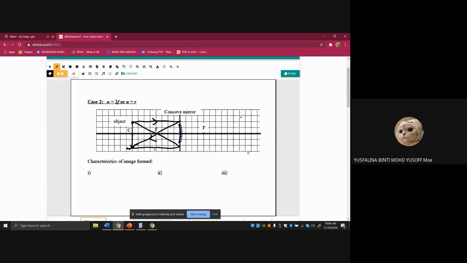Okay, so this is the first ray diagram, right? This one is when U is equal to F, which means the object is at C here. The object is at C here because C is actually equal to F.